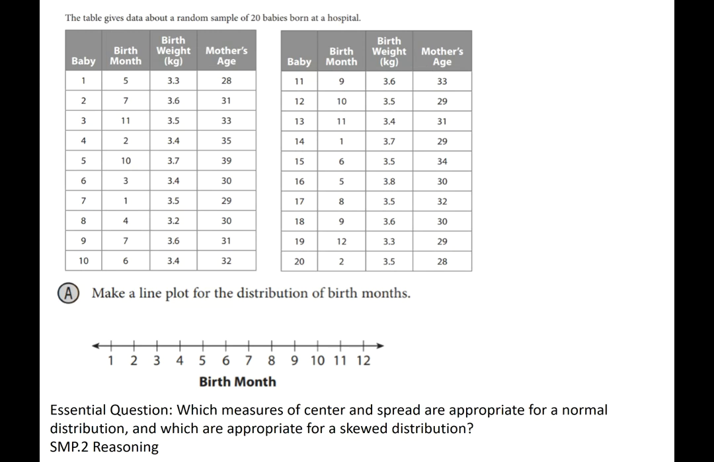So the table gives data of a random sample of 20 babies born at a hospital. We are supposed to make a line plot for the distribution of births. This is something you probably did in Algebra 1. So we're going to start with looking at the birth months. We're going to look at all these values here and all these values here, and we have to get them all on this line.